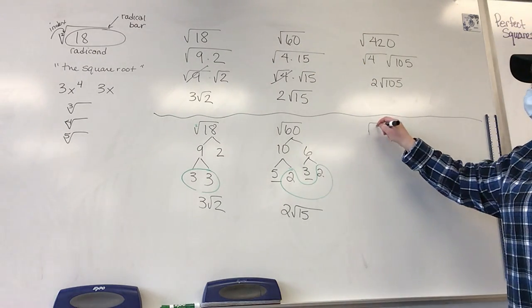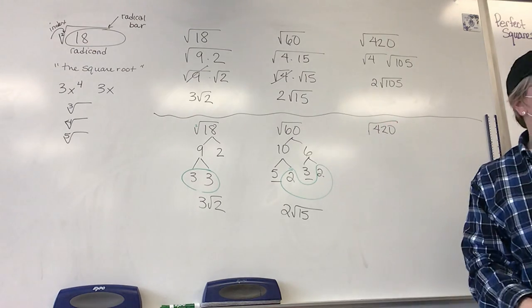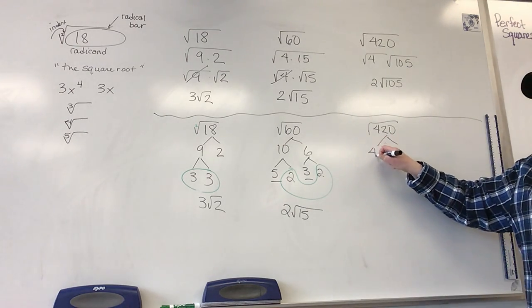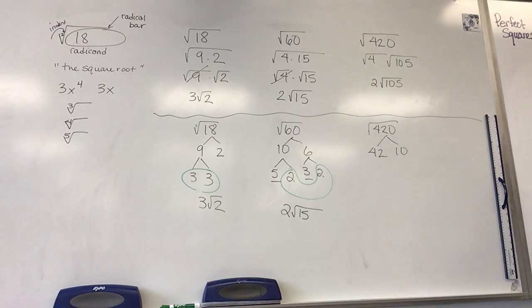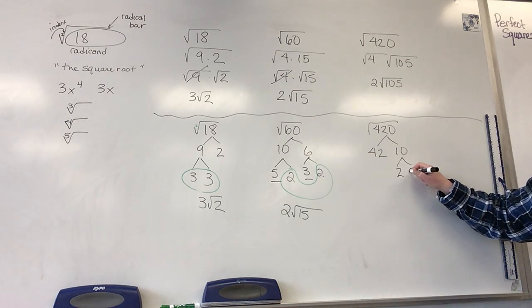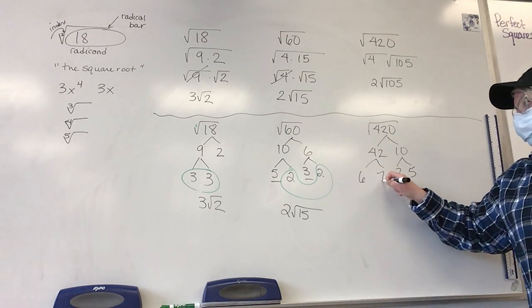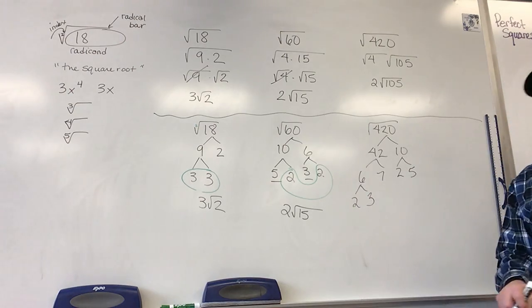Okay, 420 would come down. If anybody was stuck, you realize there's a 0 at the end. And you might do 42 times 10 just to start you off, right? And 10 would be the 2 and the 5. And then what about the 42? 6 and 7. 2 and 3.